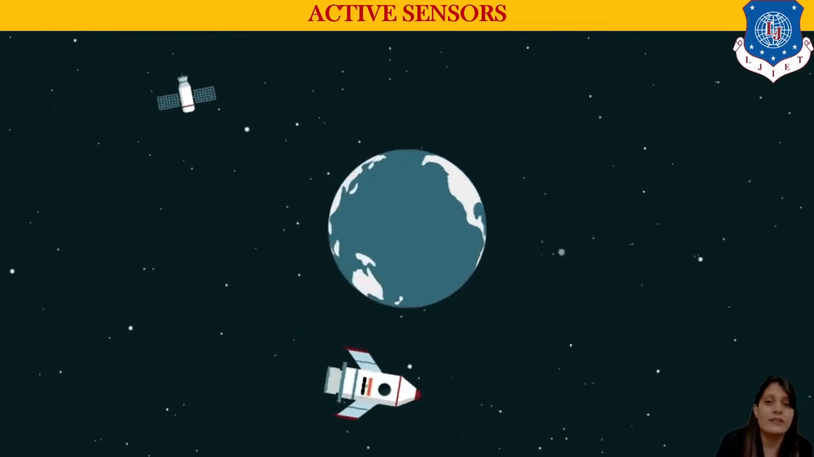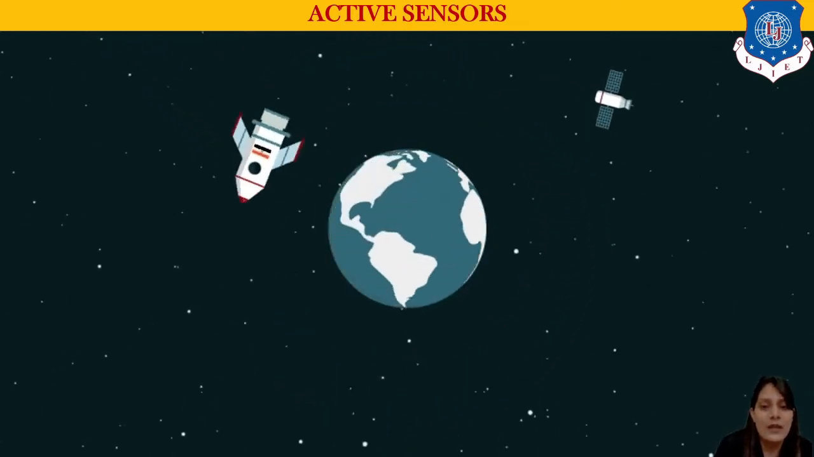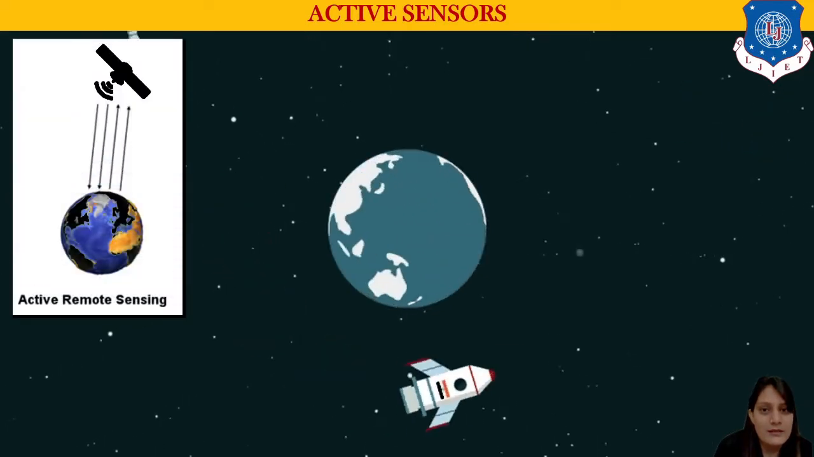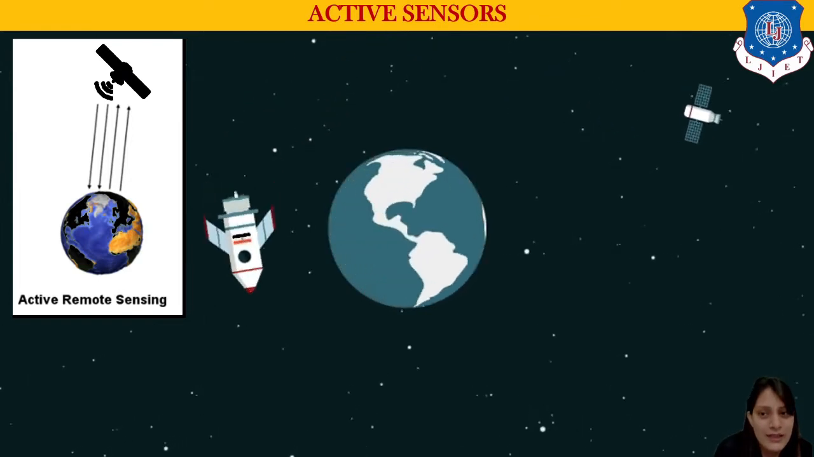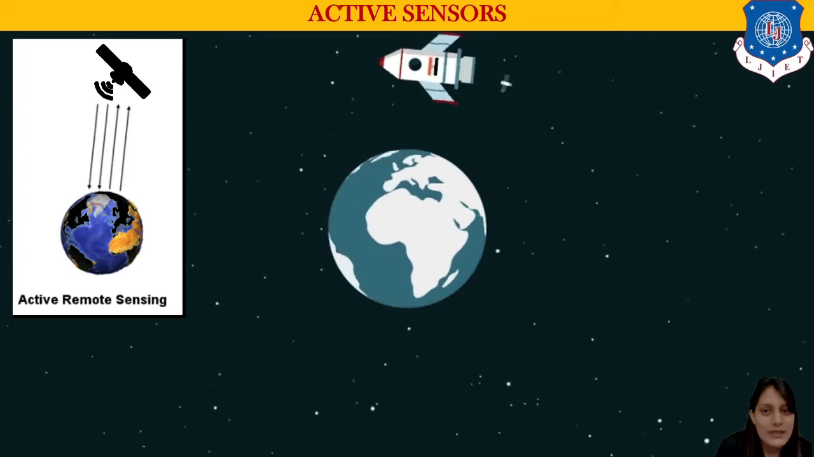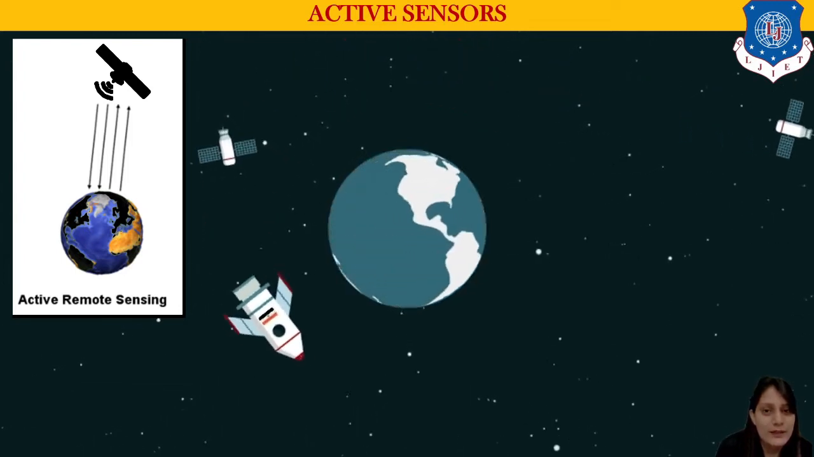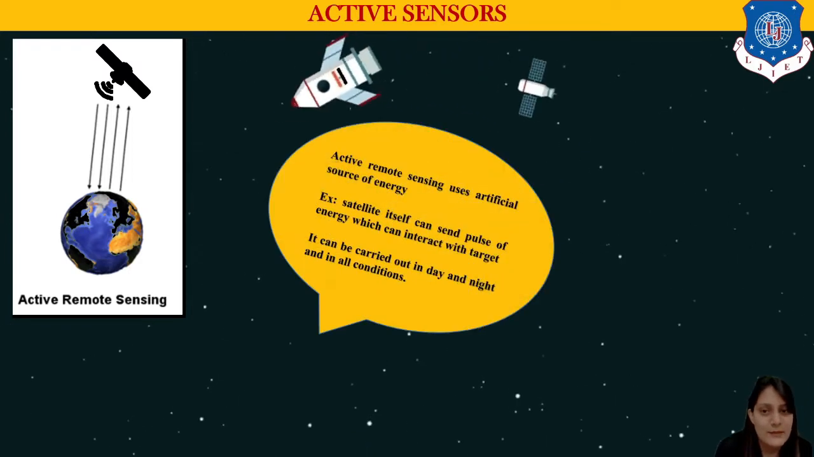This is a very familiar term you have come across: active sensors. What do you mean by active sensors? You can see here the sensor is sending the information and we are taking the information back from the earth. So the sensor is working as an active sensor. It is only providing the energy, electromagnetic radiation, and we are getting the information. That is known as active sensors, right?